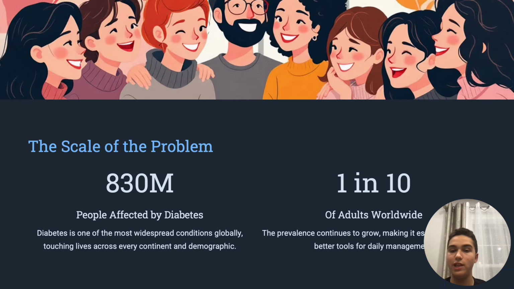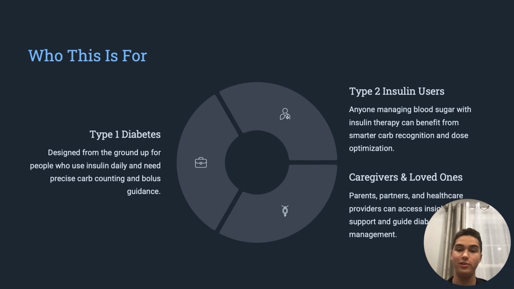Diabetes is one of the most widespread conditions in the world, affecting around 830 million people. I'm one of them. I've lived with type 1 diabetes for most of my life, and last year I started designing BoostT1D to help others like me. But this app isn't just for type 1 diabetics. It can also help type 2 diabetics and anyone who wants to make managing their sugars easier.